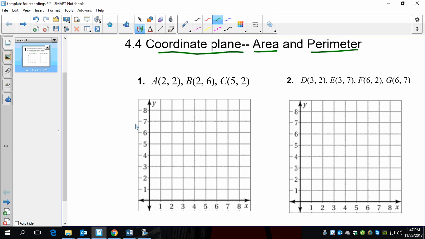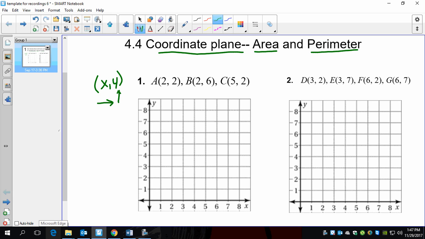First thing we have to realize and understand in dealing with the coordinate plane, there's always an x and a y. The x is always first, the y is always second. We always go left or right with our x. In this case, we're going to go to the right because we have a positive number, and then we're going to go up with our y because it is also a positive number. So we want to go over 2 and up 2 and put a dot.